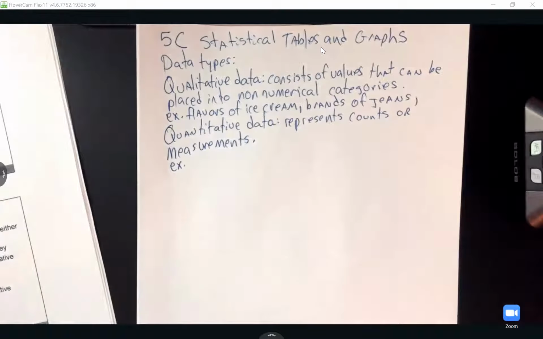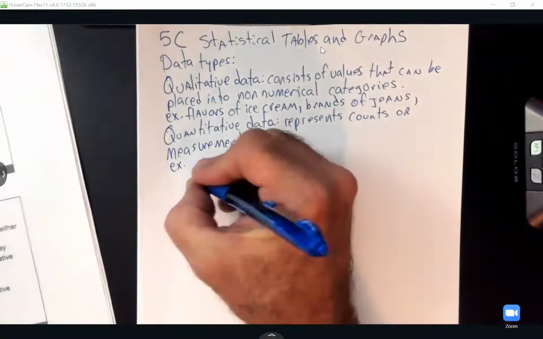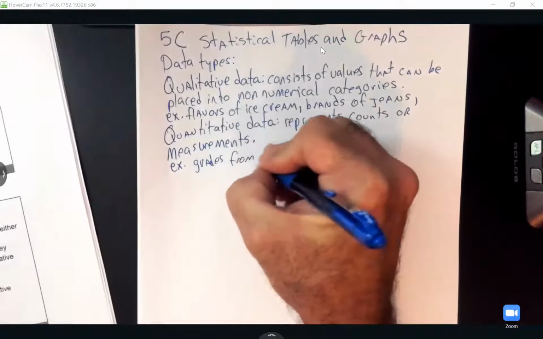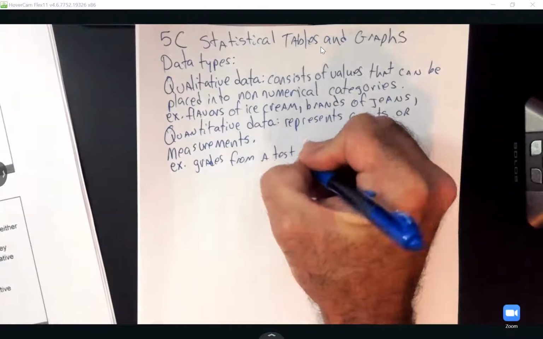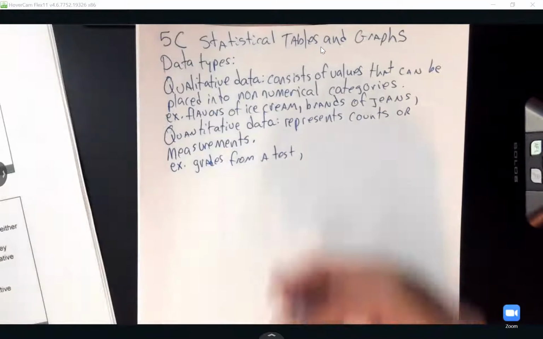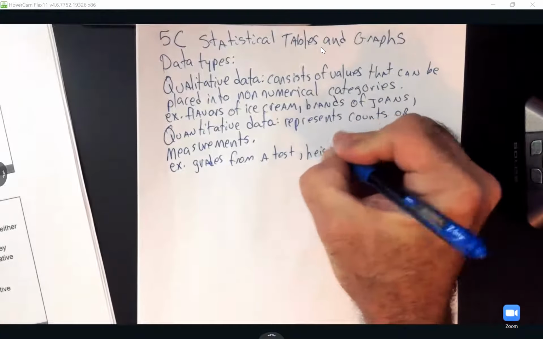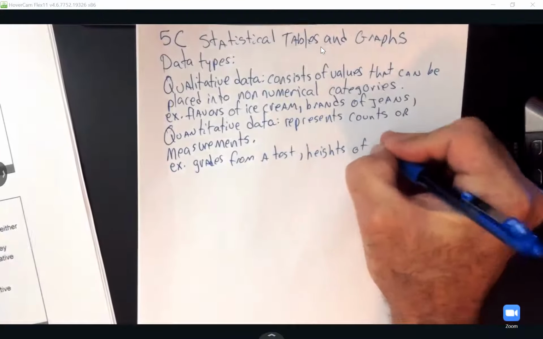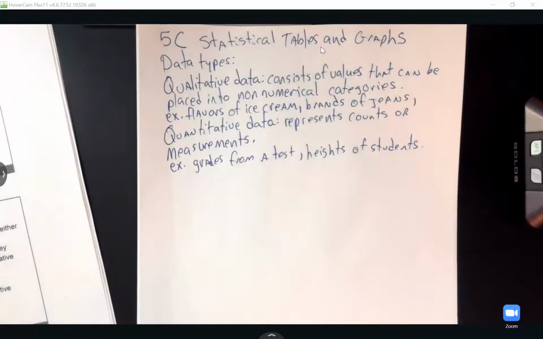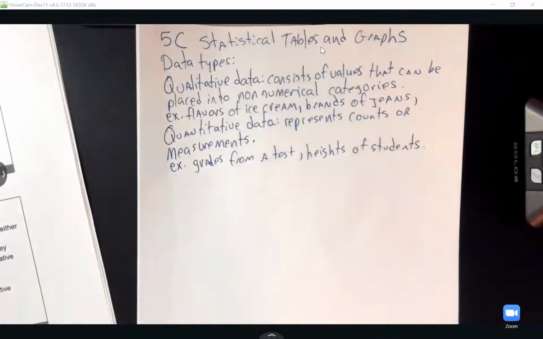So examples of quantitative data could be grades from a test, so I'm measuring your knowledge, it's a type of measurement. Heights of students, so that's another type of measurement, right? How tall are my students? So anything that you can count or measure is going to be what we call quantitative data.